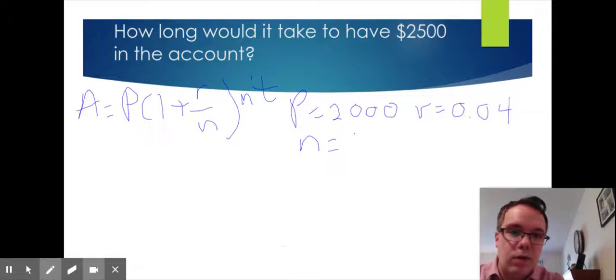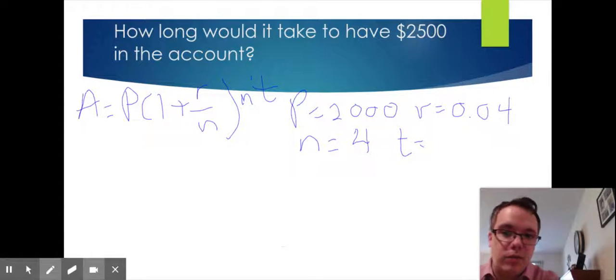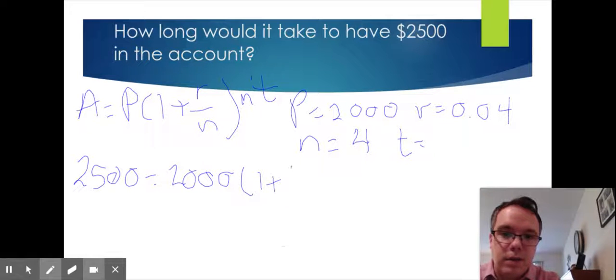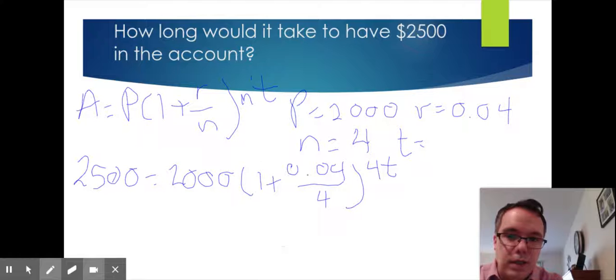We know that it's being compounded quarterly, or 4 times a year. And we know that our time is going to be the thing we are looking for. So we don't know our time, but we do know our A, and our A this time is 2,500. So I'm going to put that in for A. So I get 2,500 equals our 2,000 times 1 plus 0.04 over 4, to the 4t. So that's going to be the equation that we are going to use.